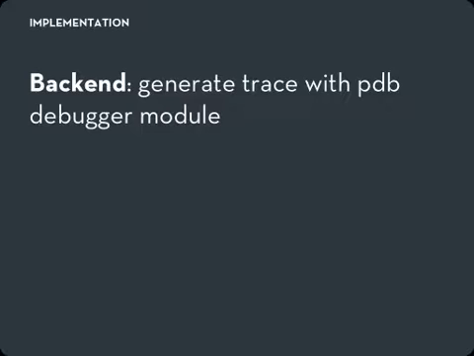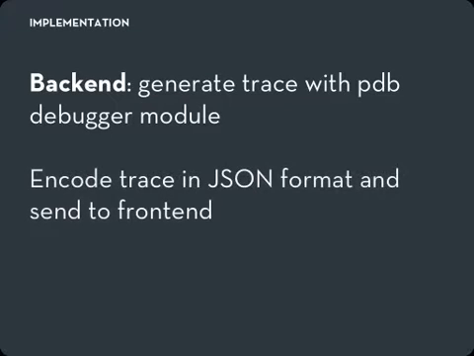So PDB is a Python debugger that lets you single step through execution, stopping after every step, and then I have custom Python code that introspects all the frames and stack and heap and just everything that's in scope. And then I encode the trace in a special JSON format, which contains all the information that's in scope at every particular program point that's being executed, and then I send that trace to the front end via a web call.